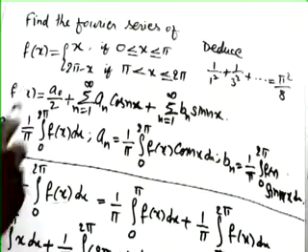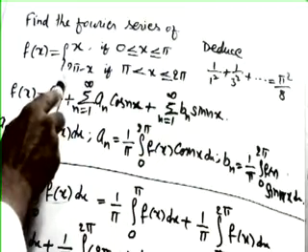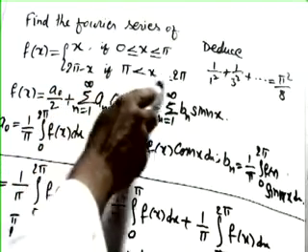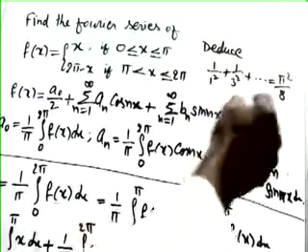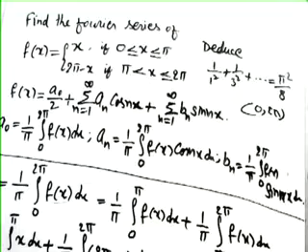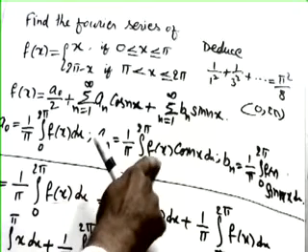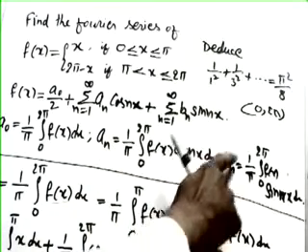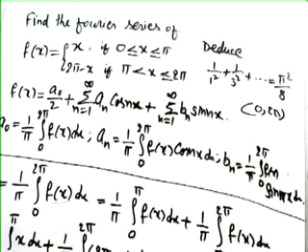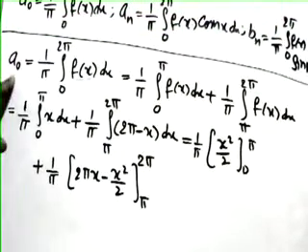See on the board, there is one more question. f of x equals x for 0 to pi, and its value is 2 pi minus x for pi to 2 pi. So the interval is from 0 to 2 pi. For 0 to 2 pi, a naught is 1 by pi integral 0 to 2 pi f of x dx, and an, as we already saw in the previous parts, is 1 by pi integral 0 to 2 pi f of x cos nx dx, and bn is 1 by pi integral 0 to 2 pi f of x sin nx dx. I'm going short in this question, otherwise the video will be lengthy.